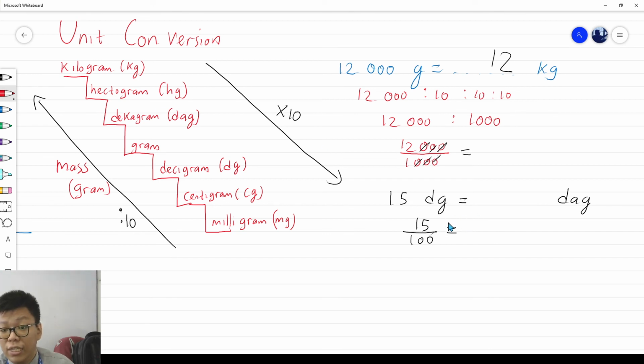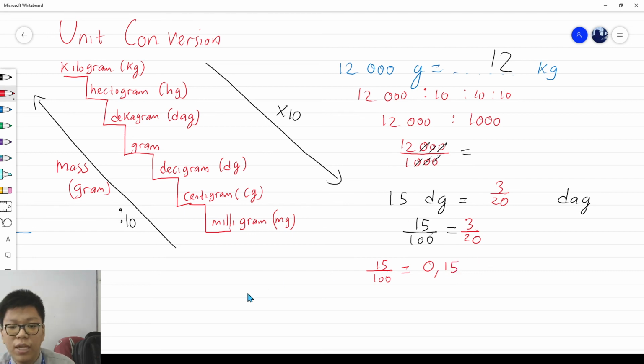The numerator and denominator. After you divide by 5, it will be 3. The denominator also divide by 5. 100 divided by 5, it will be 20. You can answer it 3 over 20. It's correct. Or you can make it decimal. If you want to make it decimal, 15 over 100 will be 0.15.